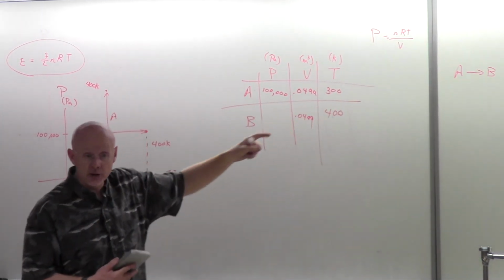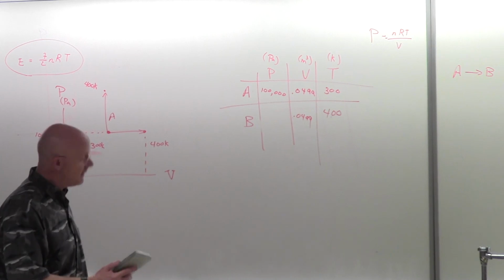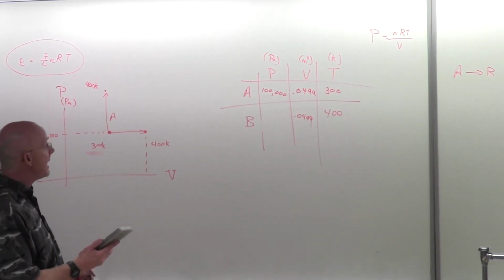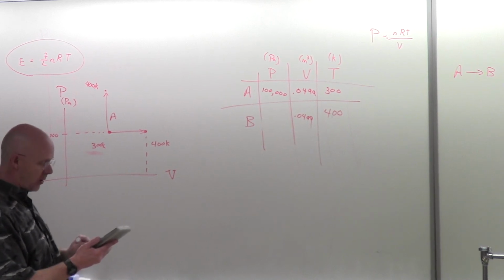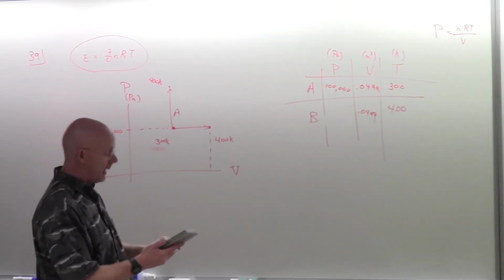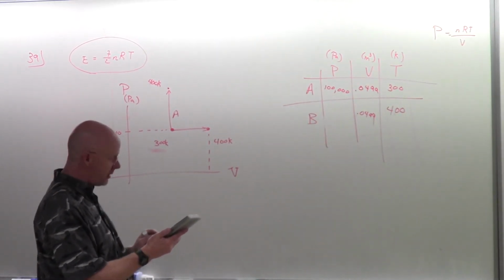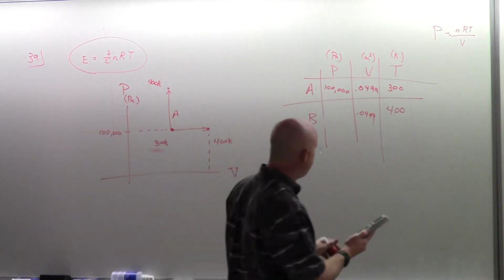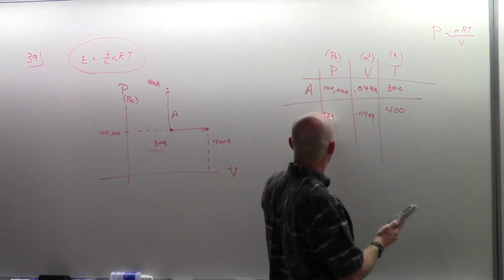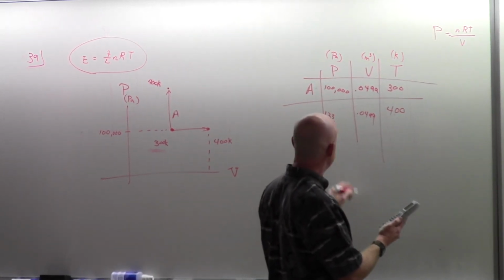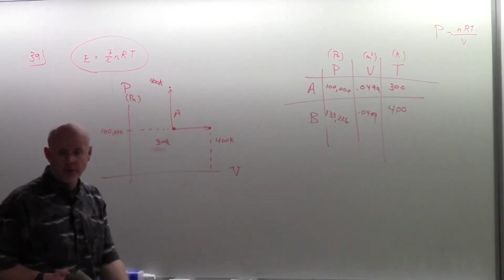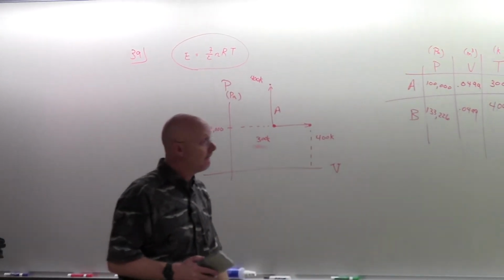So again, see how I use the ideal gas law to kind of fit in these pieces here. So it's 2 moles times 8.31 times a temperature of 400 divided by a volume of 0.0499, coming up with 133,226 pascals for the pressure here.